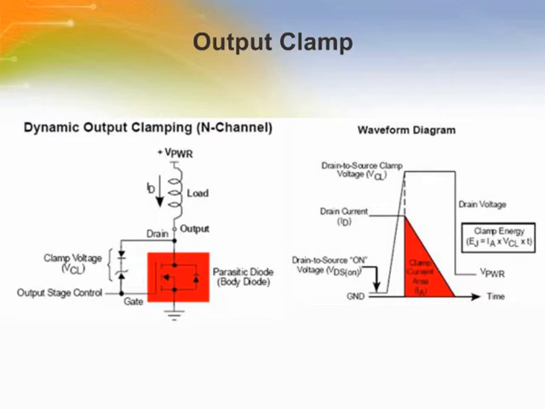Dynamic clamping is accomplished by the placement of a blocking diode and Zener diode in series with each other and between the MOSFET's drain-to-gate. The dynamic output clamp circuit protects power MOSFET outputs from avalanche breakdown caused when excessive voltages are present at the output.